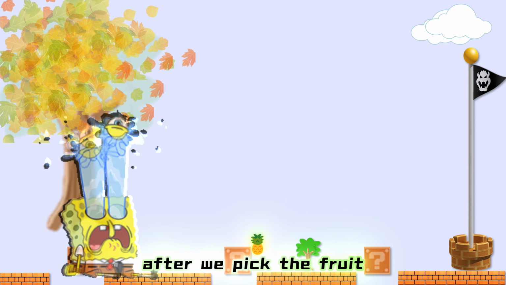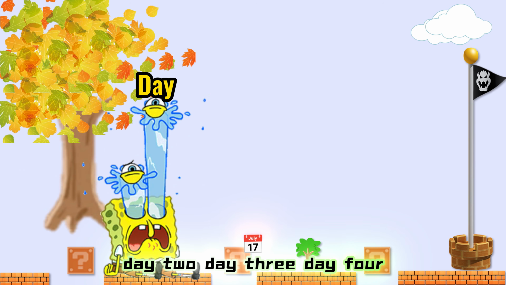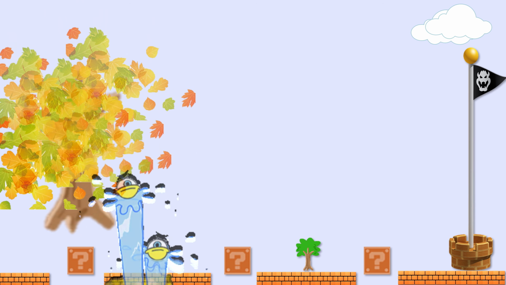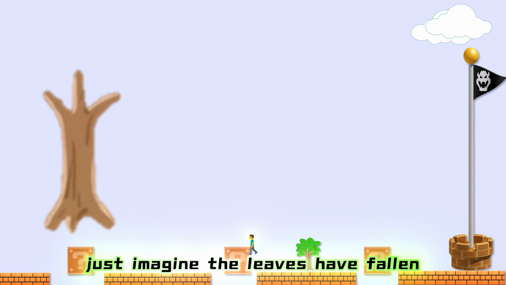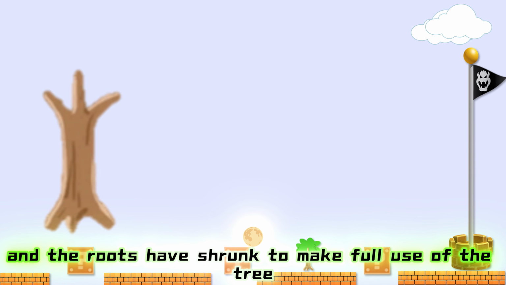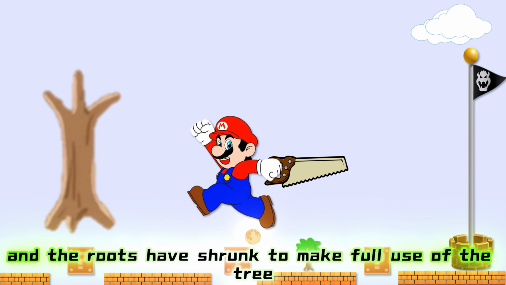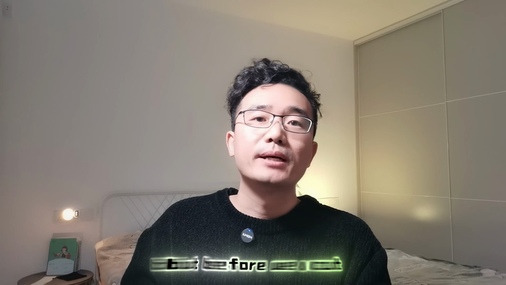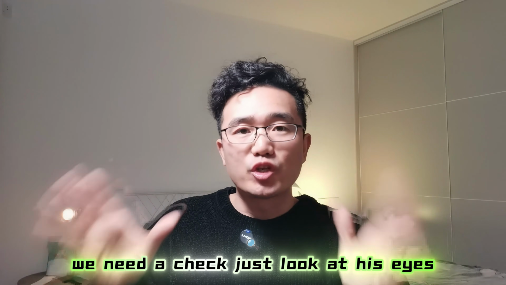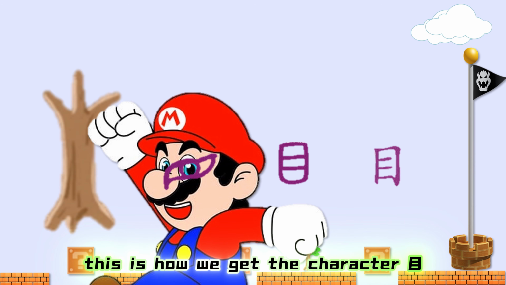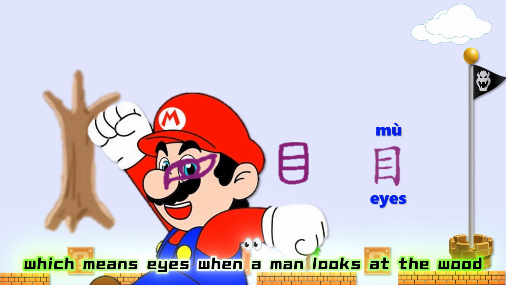After we pick the fruit, Day 2, Day 3, Day 4, 2,000 years later. Just imagine the leaves have fallen and the roots have shrunk. To make full use of the tree, we will cut it down. But before we cut, we need a check. Just look at his eyes. This is how we get the character mu, which means eyes.